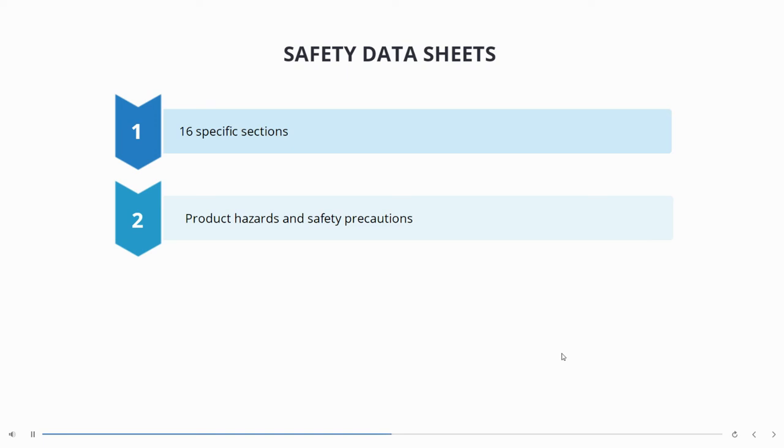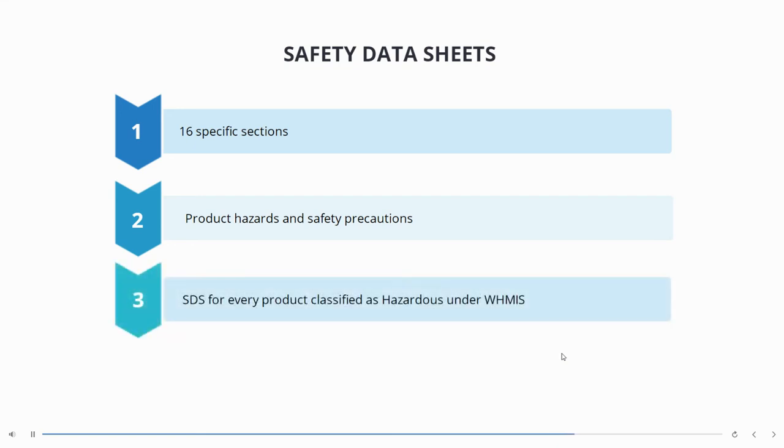The safety data sheets provide details on identification, controls, treatment, properties, handling, storage and transport, toxicological information, disposal, and other information. Every product that is classified as a hazardous product under WHMIS 2015 that has intended use, handling, and storage in its workplaces in Canada must have an SDS. Let's review each section.